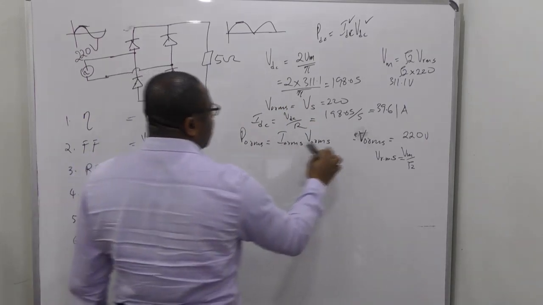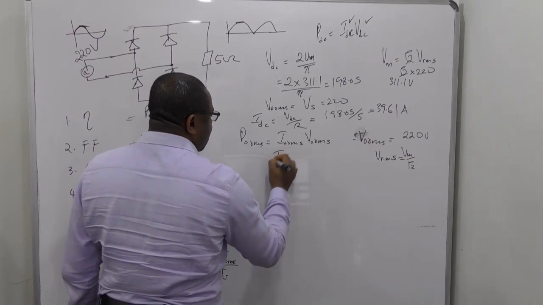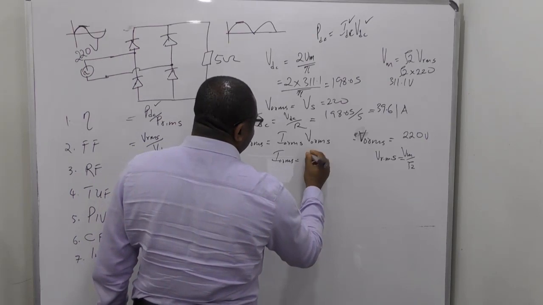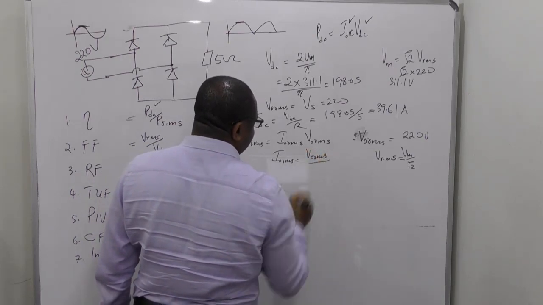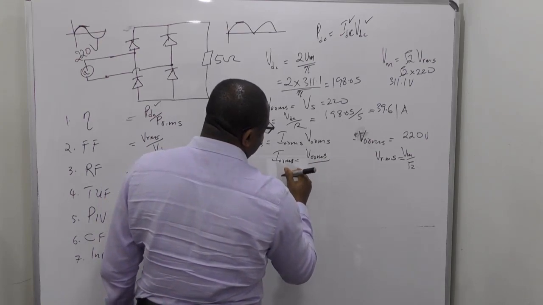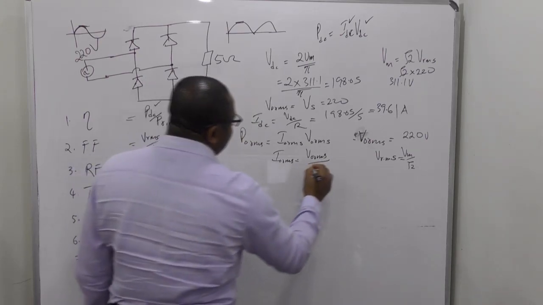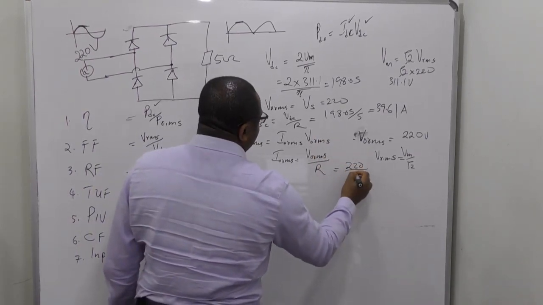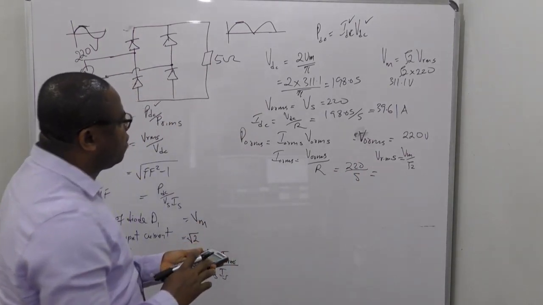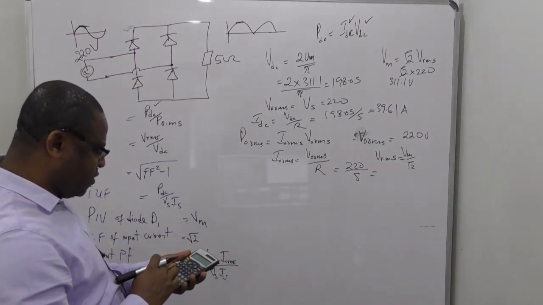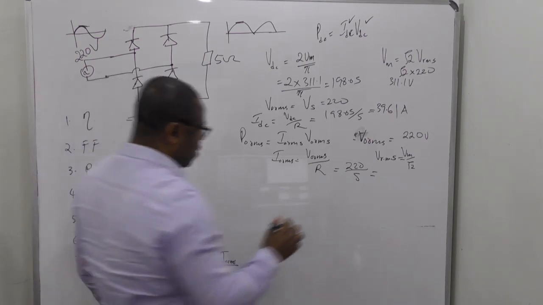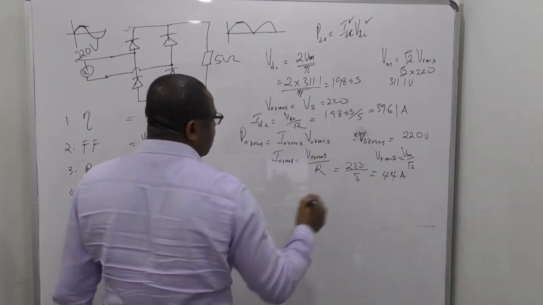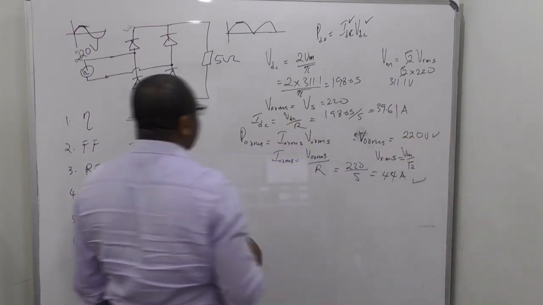So we have VORMS, and IORMS will also give you VORMS all over R. VORMS is 220 divided by 5. So we have 220 divided by 5, which gets 44 amps. Okay, so we have that, and we can easily calculate the efficiency.